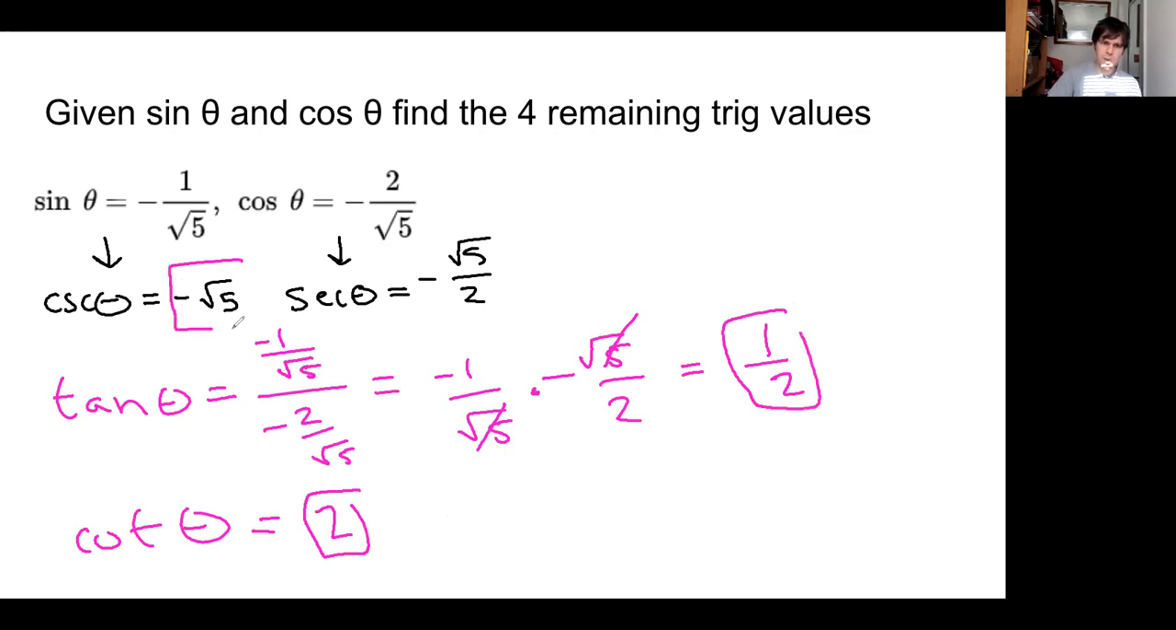I also skipped over a little bit of the details as I was simplifying some of these things, but it's not too bad. Again, I'm using a mixture of my reciprocal identities, which ones are reciprocals, flip those fractions around, and then my quotient identity to get tangent here initially. All right.